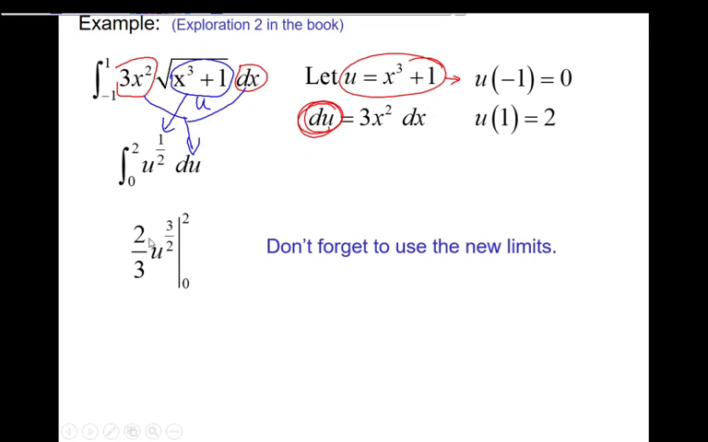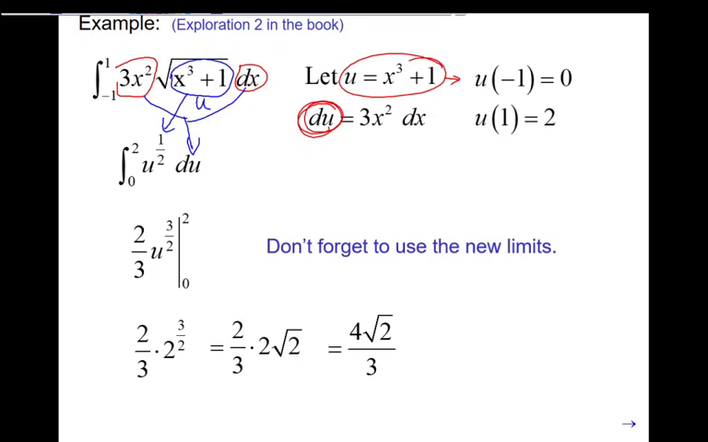Going to then integrate, which means I add 1 to the power, divide by the new power, so I get 2/3 u to the 3/2. Then we're going to plug in 2, and we're going to plug in 0, and we get 4√2 over 3.